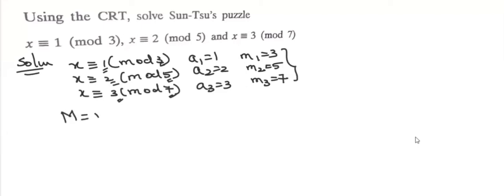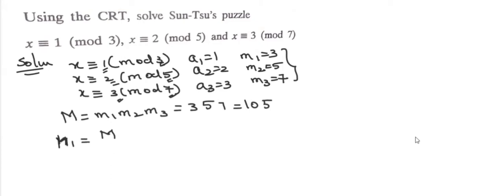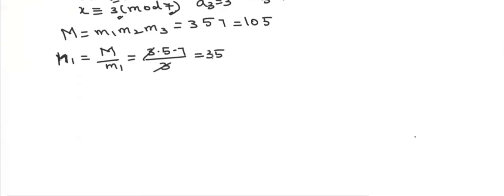Capital M formula is nothing but the product of m1, m2, m3. So 3 into 5 into 7, the product of this, is 105. Keep it aside. Next we have to calculate capital M1. The formula is capital M divided by small m1, so 3 into 5 into 7 divided by 3. This is cancelled, so the answer is 35.